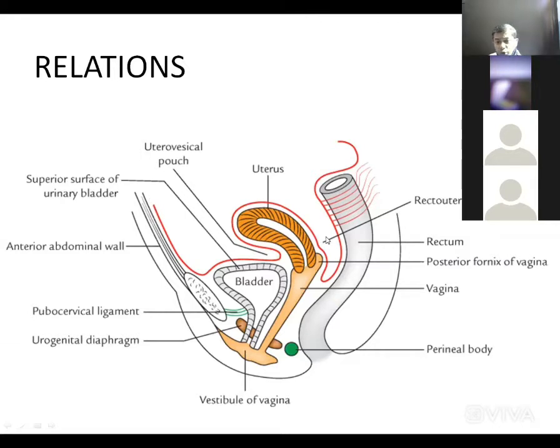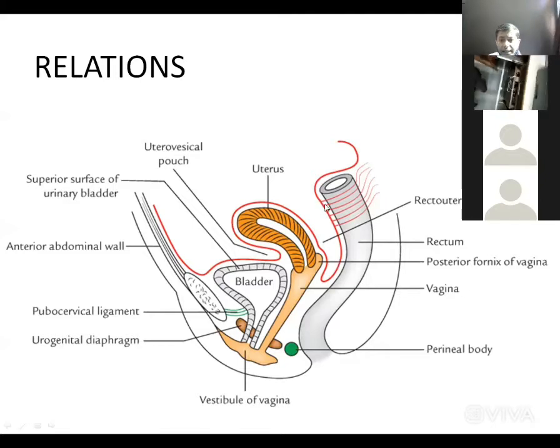So there is a pouch between the anterior surface of the rectum and the uterus. This pouch is known as the rectouterine pouch, also known as the pouch of Douglas, whereas the peritoneal pouch present between the uterus and the superior surface of the bladder is known as the uterovesical pouch. So these are the two pouches in relation to this.